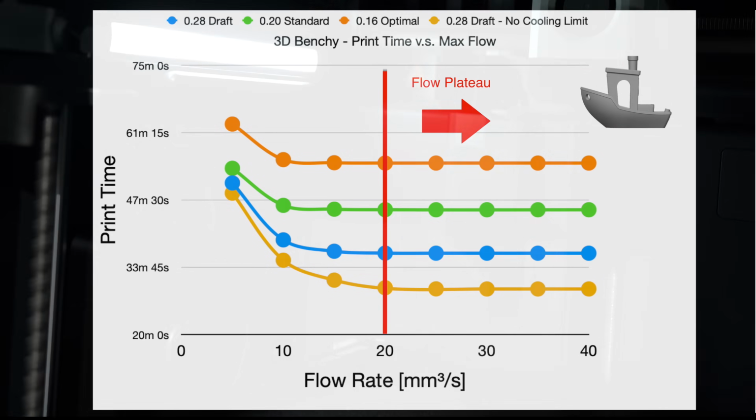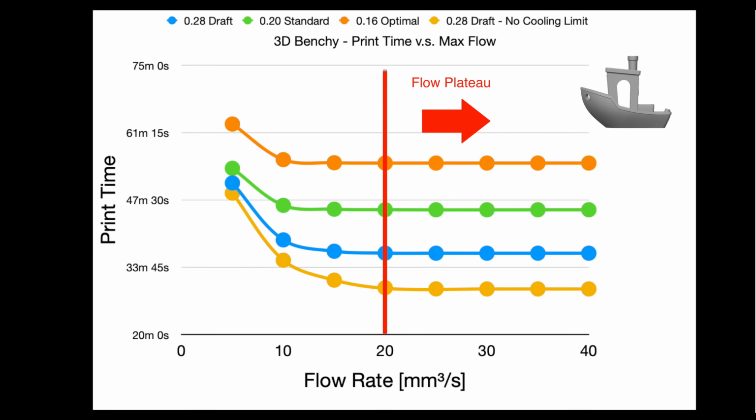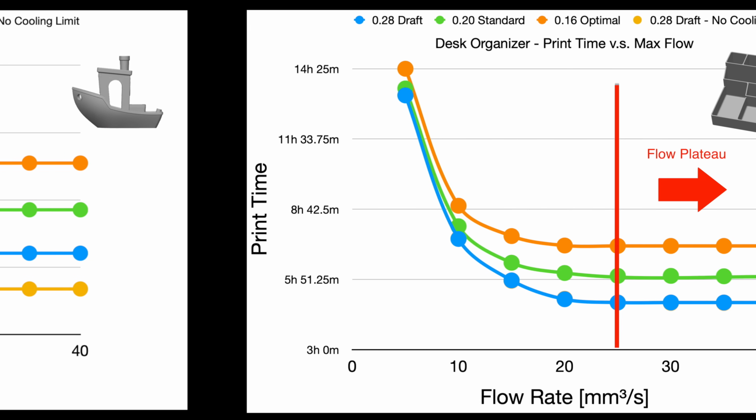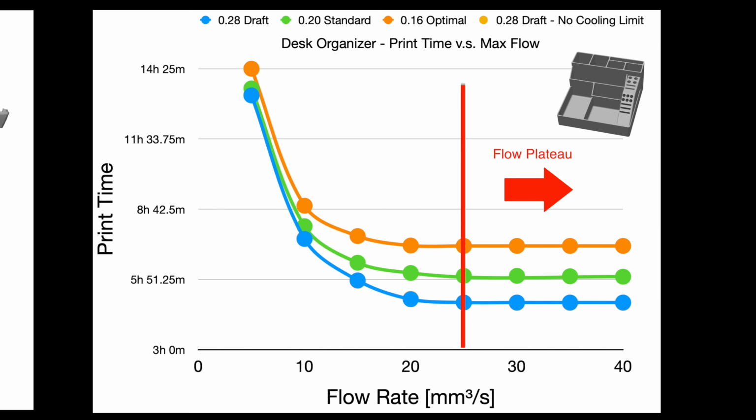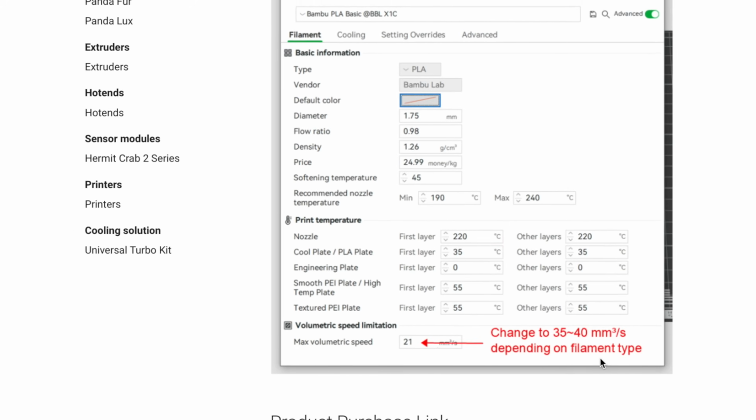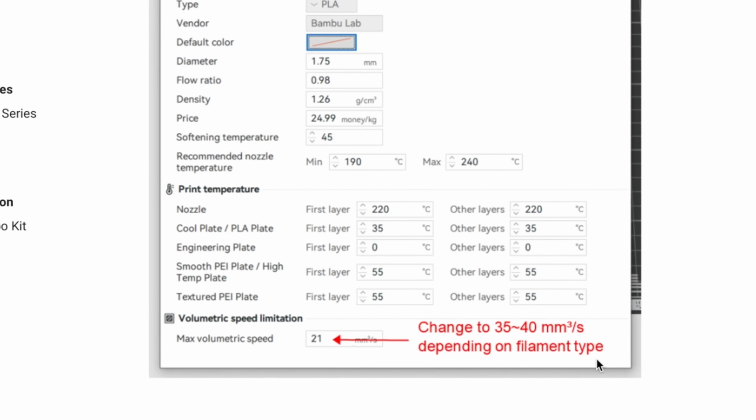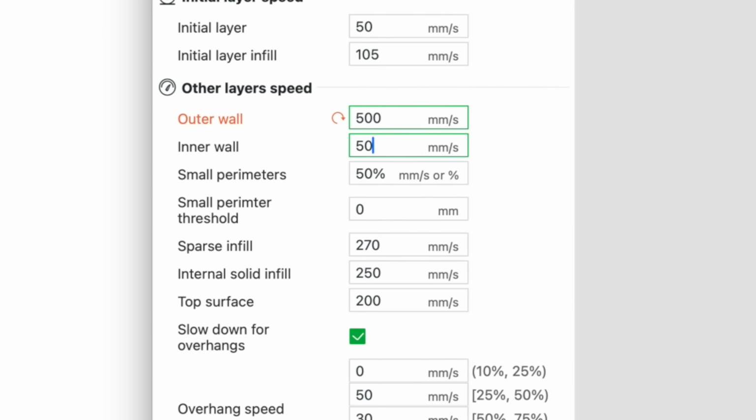What these results show us is that with the built-in print profiles for the Bambu X1C, there is no benefit to raising the max flow above approximately 25, which, by the way, is the only setting change we're advised to make when installing this upgrade. But what if we raise the speed?